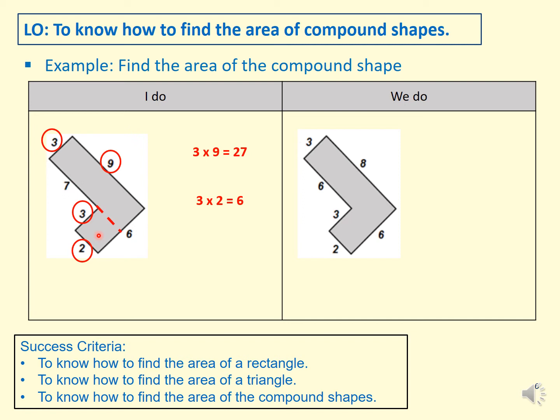Now again, last step, add these two to get the area of the whole shape. So 27 plus 6 is 33 centimeter squared. Now pause the video and have a go at the video question. 2 minutes.